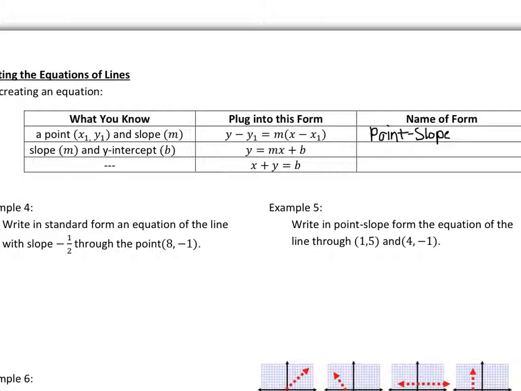It's not some crazy random name. It actually makes sense. The next one, y equals mx plus b. What's this one called? Slope-intercept, because it tells you the slope and the intercept. Now, the last one is when it's completely simplified. You have x and y on one side and a number on the other. That one is called standard form.